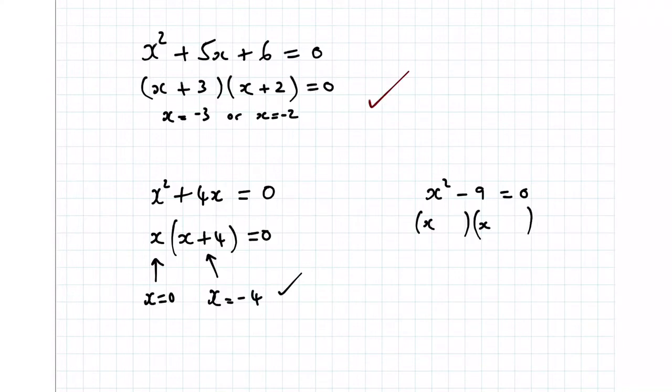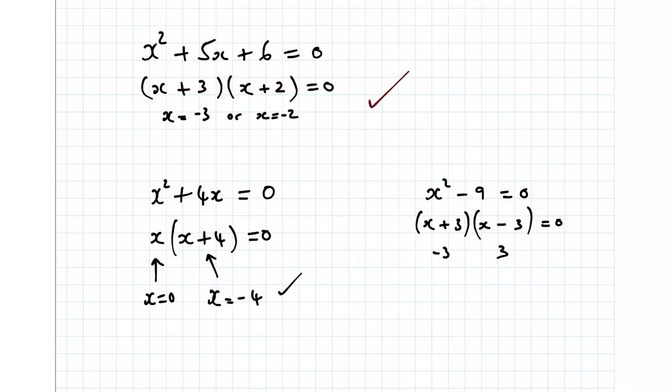x times x makes x squared. 3 times 3 makes 9. And of course you need a plus there and a minus there for it to work. And if you were to expand your brackets, you'd see that that did work. That gives an answer of minus 3 on this side and 3 on that side.